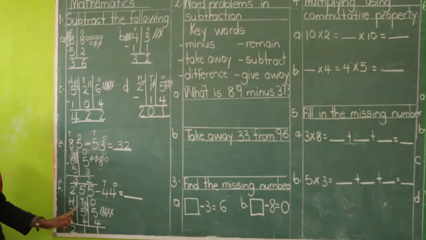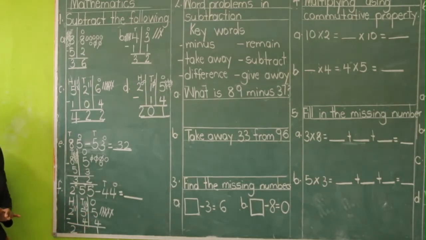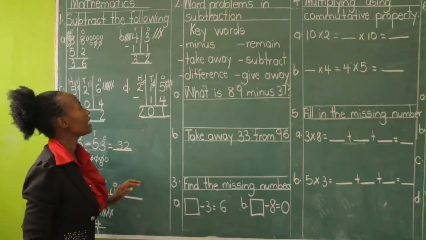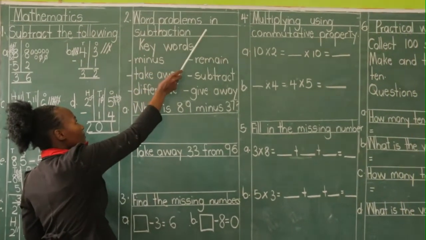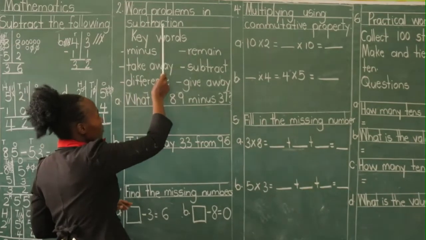Now 255. Take away 44. We've remained with 211. Let's look at another subtopic here. We have word problems in subtraction.